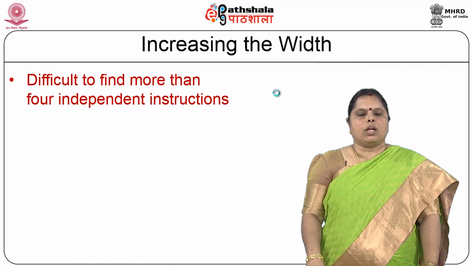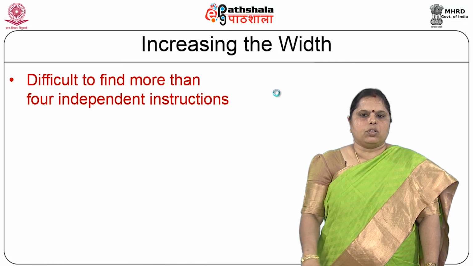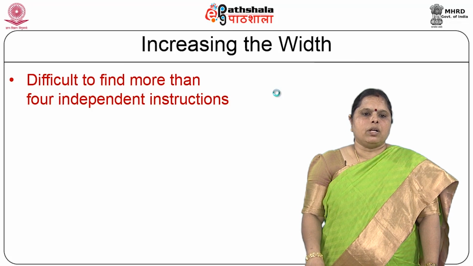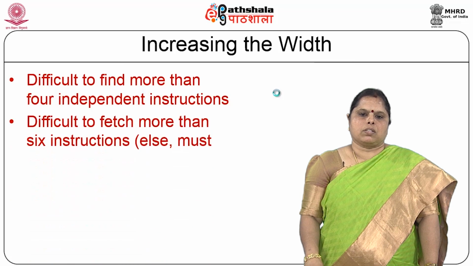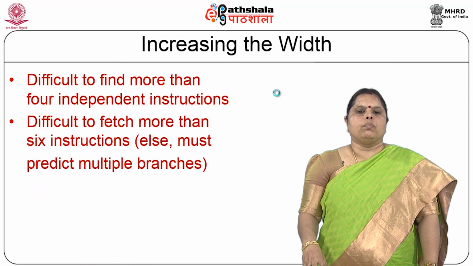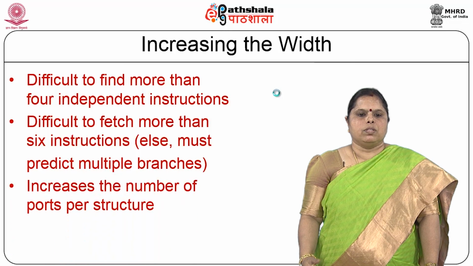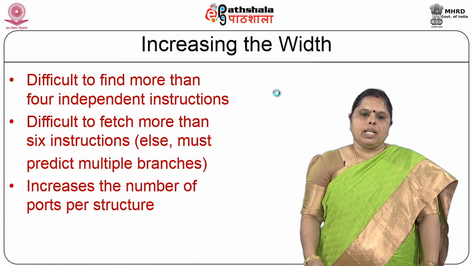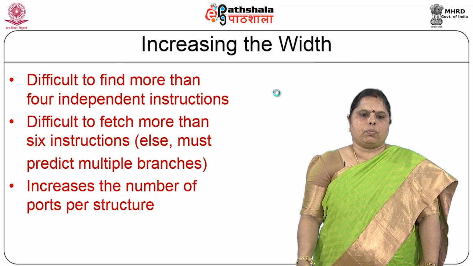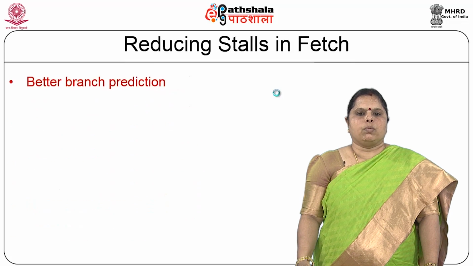Now, what happens when you try to increase the width of the pipeline? Width of the pipeline means issuing multiple instructions, executing multiple instructions at the same time, and so forth. First of all, it is difficult to find more than 4 independent instructions, and it is also difficult to fetch more than 6 instructions, because you will have to predict based on multiple branches if you have to fetch more instructions. You will also have to increase the number of ports per structure, because you may have to do multiple read operations and multiple write operations. So, both the read ports as well as the write ports will have to be increased.